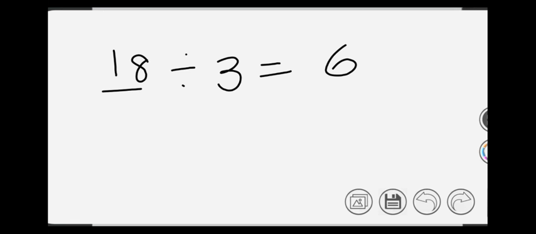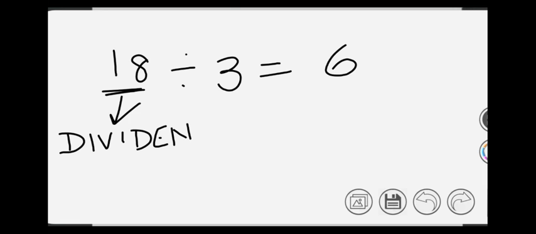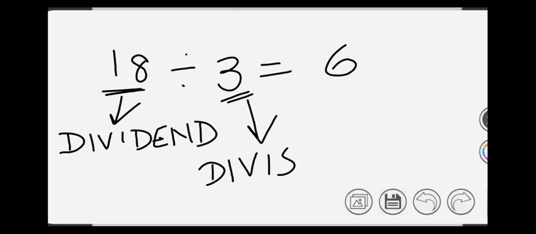So this is the total number which we need to divide. That is being divided, so we call this the dividend. D-I-V-I-D-E-N-D. This is the dividend, the number that is being divided. The next number, this one, we call the divisor. D-I-V-I-S-O-R. This is the divisor. The divisor is the number by which we have to divide the dividend.